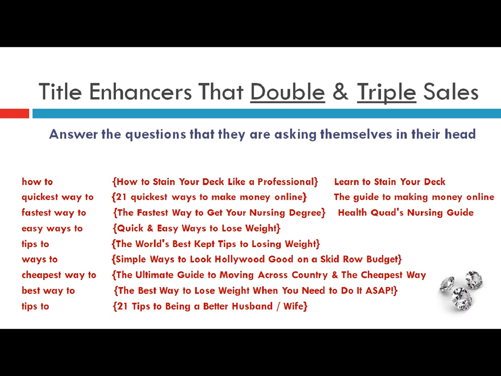Then you've got things like "fastest way to," "easy ways to." Now, it doesn't always have to go at the beginning either. If you look here, "cheapest way to." So the ultimate guide to moving across country and the cheapest way to do it. I mean, guys, it doesn't get any easier than that. We already know people are searching for our books because we've done our research. We've already got a title. So now we're just adding these little title enhancers, and we're going to be able to crush it completely because these are proven to work. These have doubled and tripled sales.